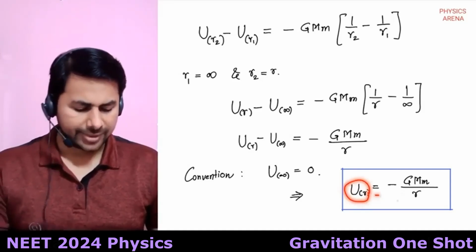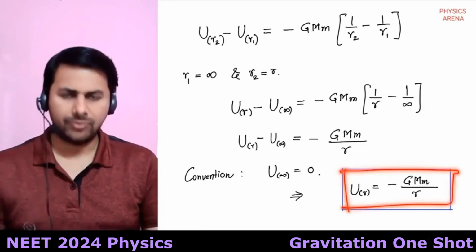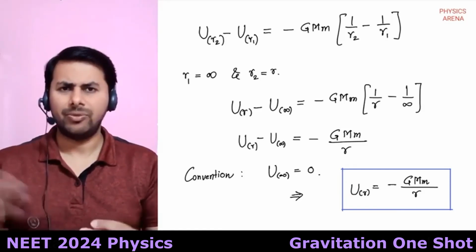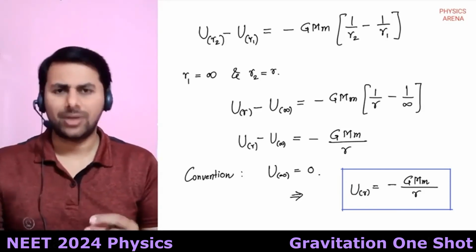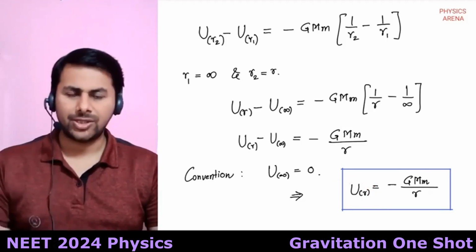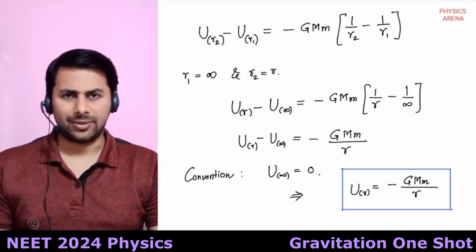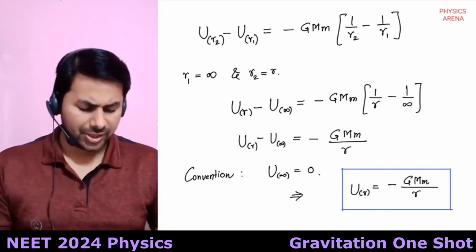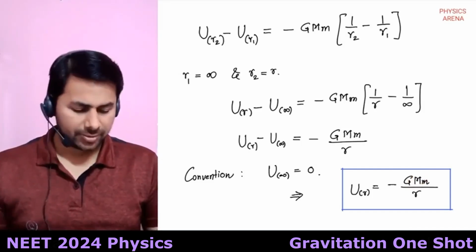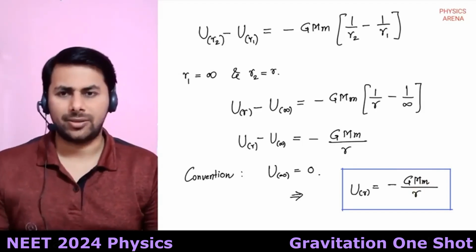U of r is equal to minus of GMm divided by r. Okay, so now we take this simple formula, and find out the change in potential energy when we move some object from one location to another, from one height to another. So what is the formula for the potential energy of an object? It is equal to minus of GMm upon r, where G is of course the universal gravitational constant, capital M is the mass of the earth, small m is the mass of that object which you are moving, and r is the distance from the center of the earth.